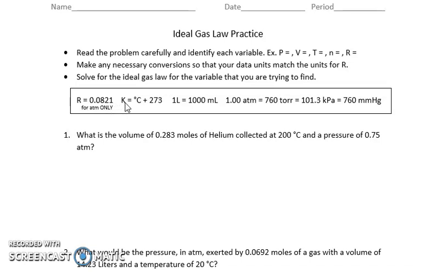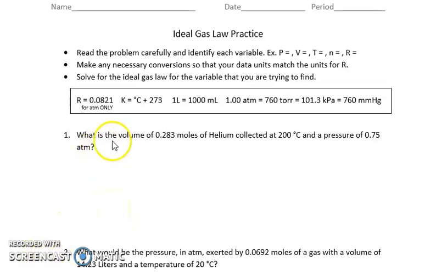Remembering that we need to add 273 to all of our Celsius temperatures to find Kelvin. 1 liter equals 1,000 milliliters. And then these are all of our unit conversions for pressure. But for now, we're just going to have all of our pressures in atmospheres, so you won't need to worry about those. But just know that there are different units of pressure out there. So I'm going to start here with number 1.